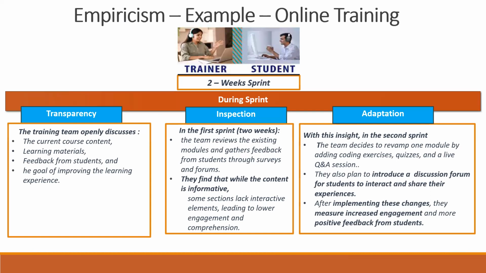Let's take an example of our online training. Here we have an agenda of this training for a two-week sprint. Let's consider how it works during the sprint as part of the training. As we learned, we have three pillars of empiricism.